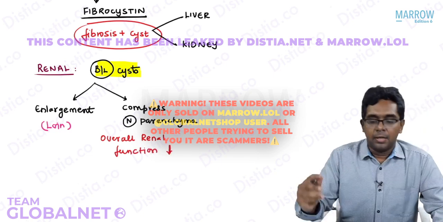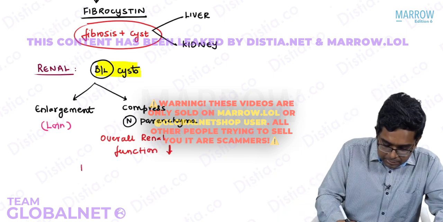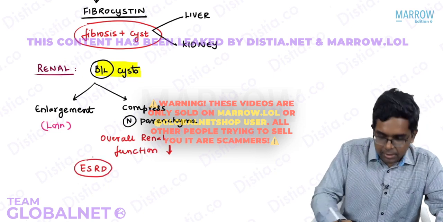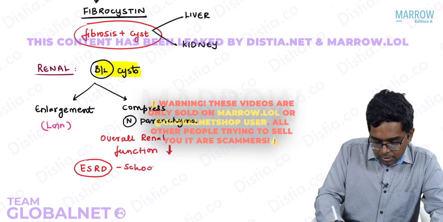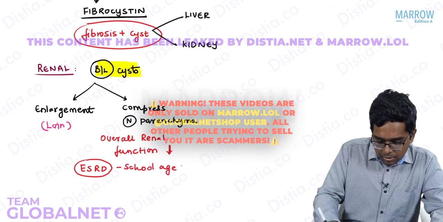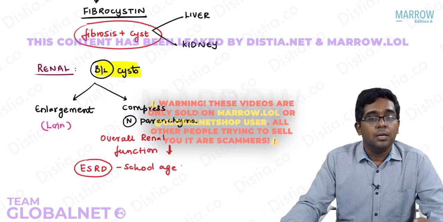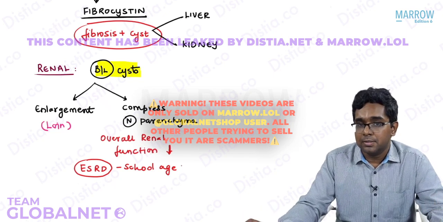In fact, you should remember that most of these children develop ESRD, that is end stage renal disease, by the time they reach school. So school age children affected by this condition usually develop end stage renal disease, and they are dependent on either dialysis or renal transplantation for survival.